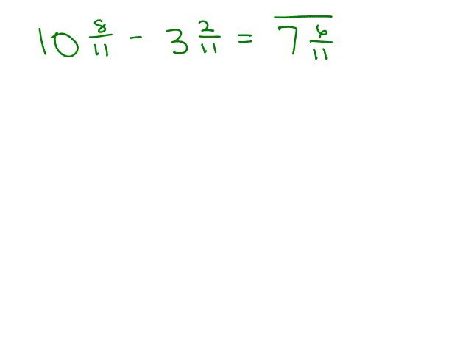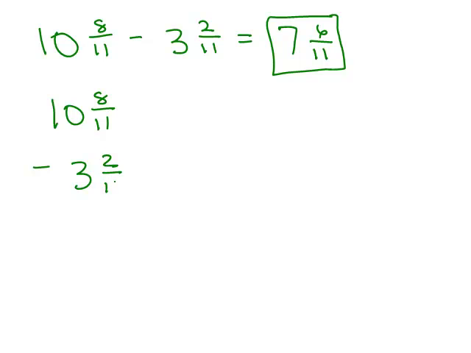So you can see why it's kind of nice sometimes to just go ahead and leave it as a mixed number. Also, oftentimes in books, you'll see it written this way in a vertical format. It's easier to do. So you could subtract your whole numbers, which is 10 minus 3 is 7, and then you do 8/11 minus 2/11 is 6/11. So my answer is 7 and 6/11.